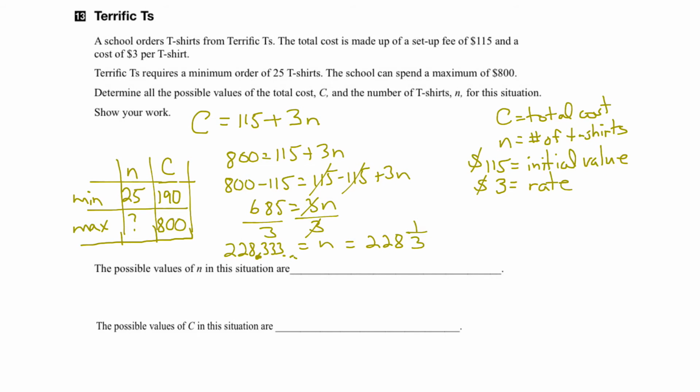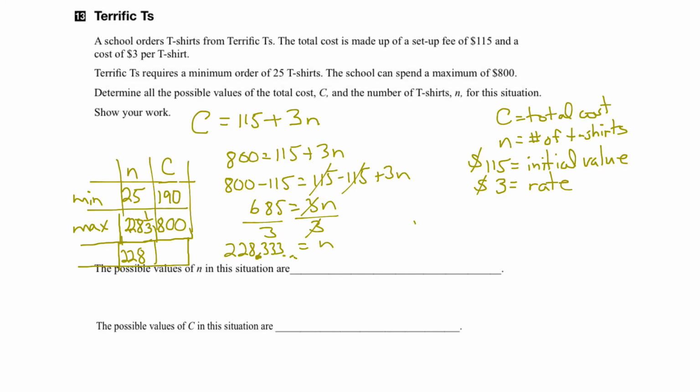So now we can replace this value here with 228 1/3. But then you have to ask yourself, can you make 228 1/3 of a t-shirt? Obviously you can't. You don't want a third of a t-shirt. So what you have to do is round this value down, otherwise you'll go over the total cost. So really our maximum value would be 228 t-shirts. So let's add another row here to represent our true maximum, which would be 228.